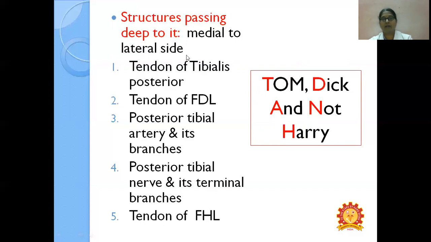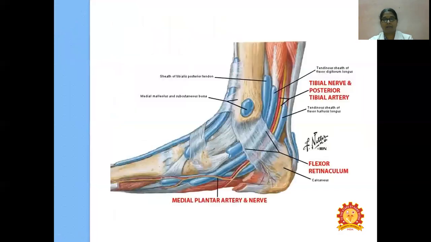Again, from medial to lateral side, T stands for tendon of tibialis posterior and D stands for tendon of flexor digitorum longus. A stands for posterior tibial artery and its branches. N stands for posterior tibial nerve and its terminal branches. Finally, H stands for tendon of flexor hallucis longus. So these are the structures which pass deep to the flexor retinaculum.